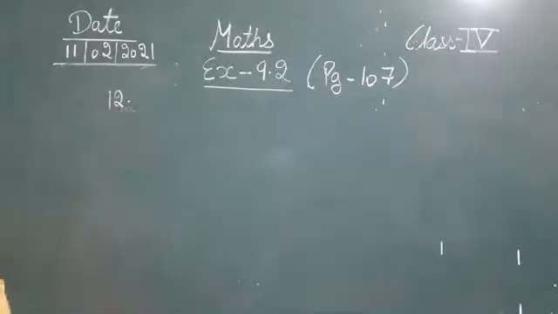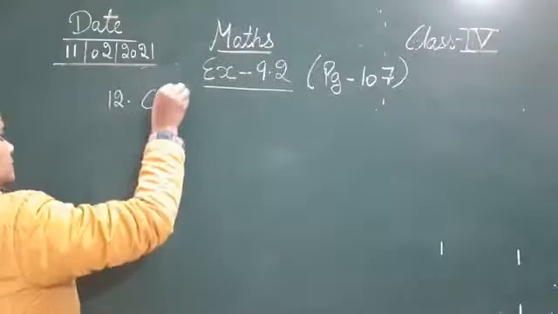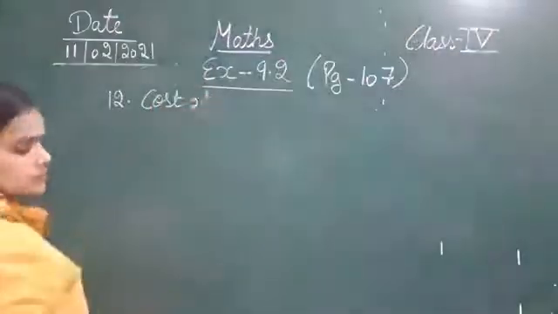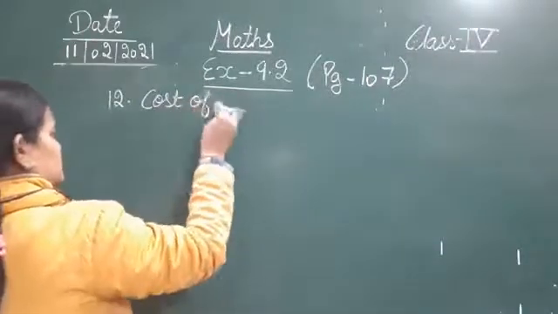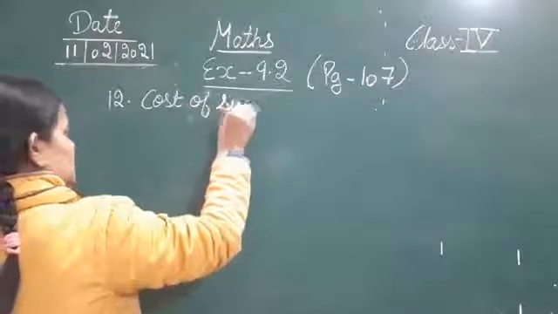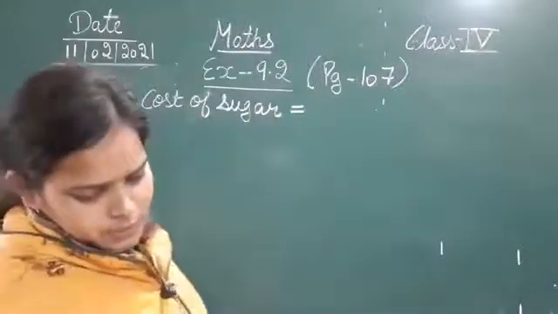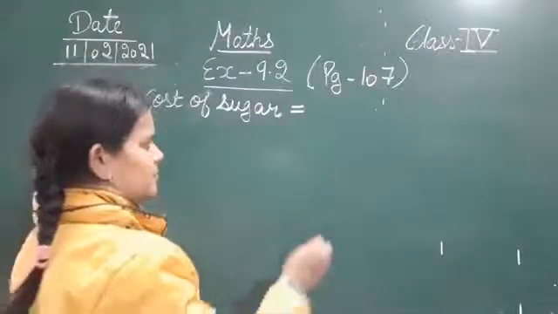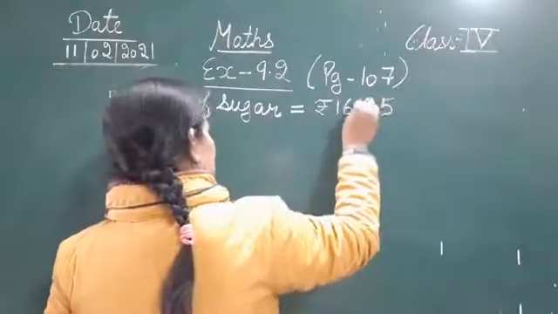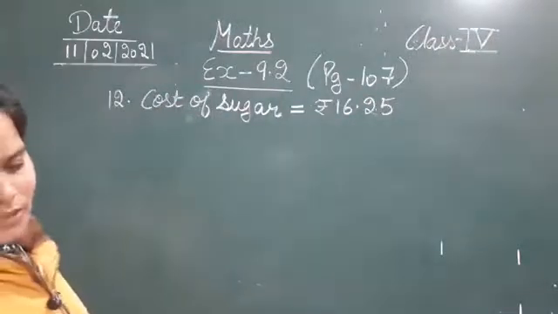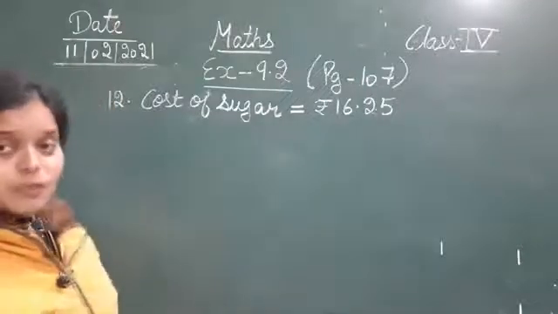So the question number 12, the first thing he bought, that is sugar. Cost of sugar, जो चीनी उसने खरीदी उसकी कॉस्ट कितनी है. The cost of sugar is equal to 16 rupees 25 paise. So this is the cost of sugar. Second, the cost of butter. So next, the item that he had bought, that's butter. So the cost of butter is rupees 60 only.